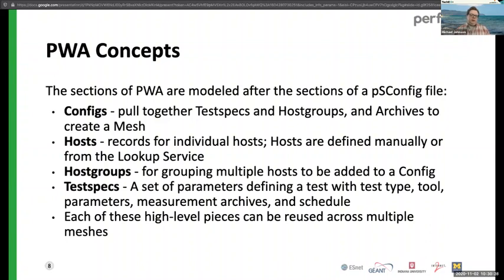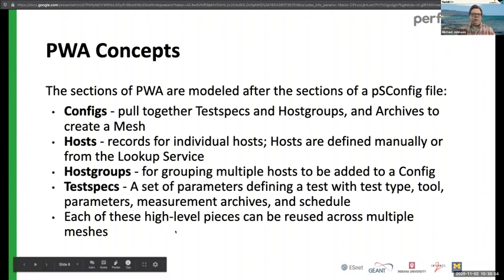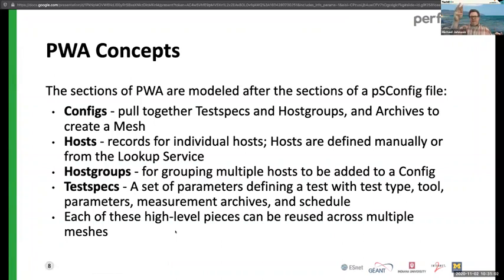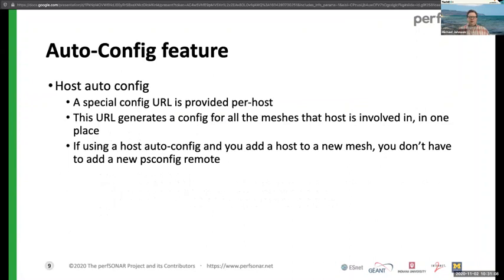Host groups allow you to create a grouping that you can use, say, to define what group of hosts you want to be included in your tests. And then test specs are where you configure what type of test you're running and whatever parameters you need to go along with it. And in the GUI, each of these pieces can be reused across multiple meshes, which makes it a lot easier if you have a certain group of hosts that you want to include in several different meshes.